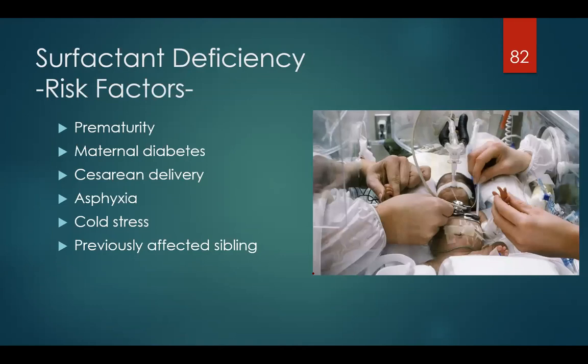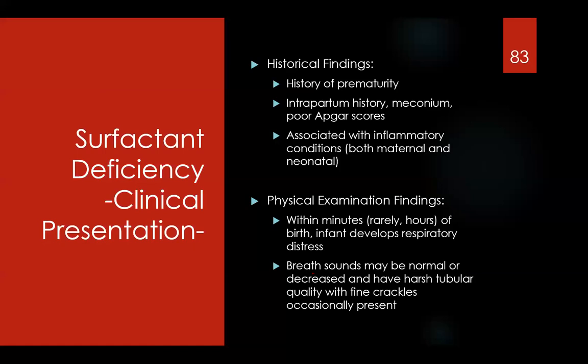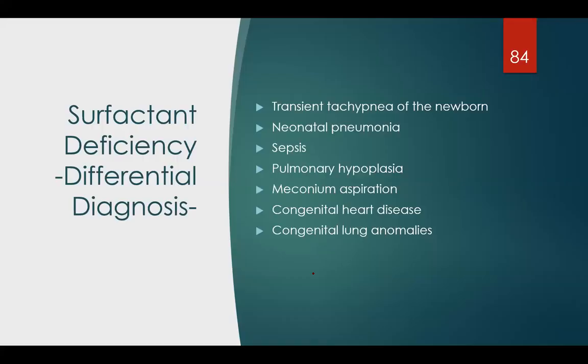Surfactant deficiency risks include prematurity, maternal diabetes, cesarean delivery, asphyxia, cold stress, and a previously affected sibling. Historical findings include a history of prematurity, intrapartum history, meconium, and poor Apgar scores. It is associated with inflammatory conditions that may be maternal or neonatal. Physical examination includes the rapid exam right when they're born, and then at 1 and 5 minutes after that. Breath sounds may be normal or decreased, or they may have a harsh tubular quality with fine crackles.